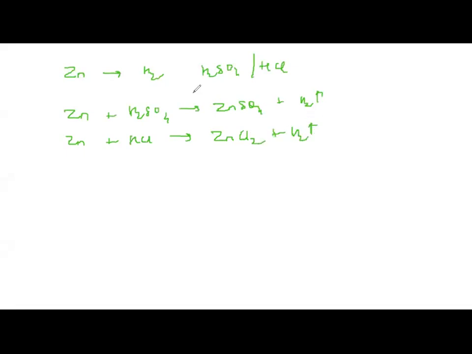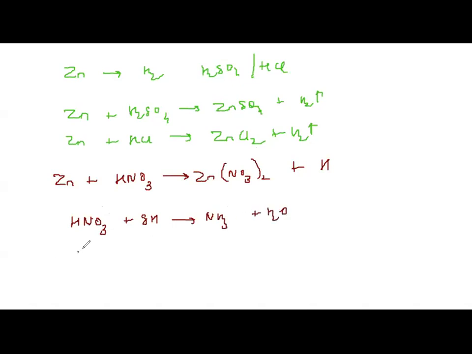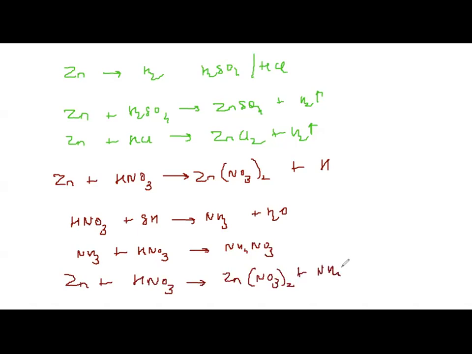But nitric acid acts as an oxidizing agent. So zinc plus HNO3 will give Zn(NO3)2 plus nascent hydrogens. What happens here is HNO3 reacts with eight hydrogens to give NH3 plus H2O. This NH3 reacts with another HNO3 to form NH4NO3. Therefore, Zn reacts with HNO3 to form Zn(NO3)2 plus NH4NO3 plus H2O. So this is the reaction.